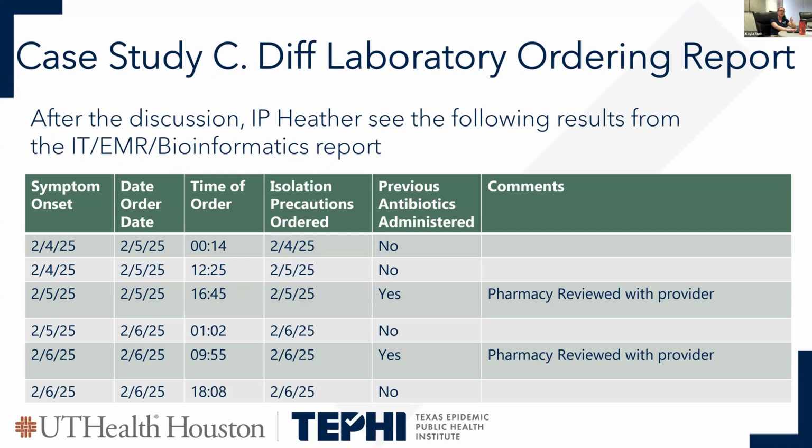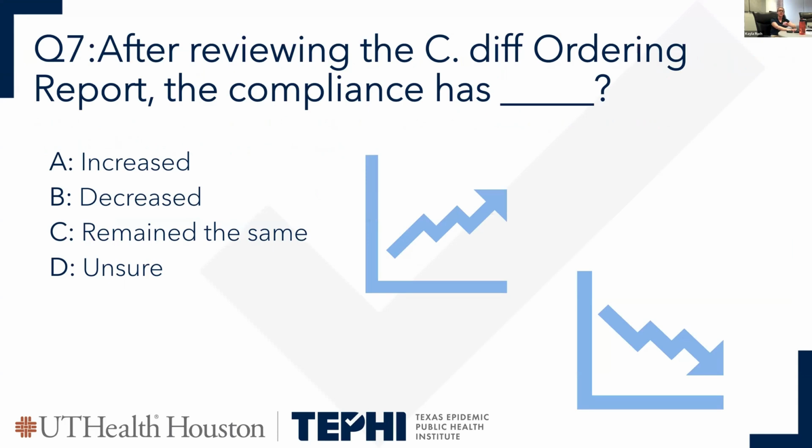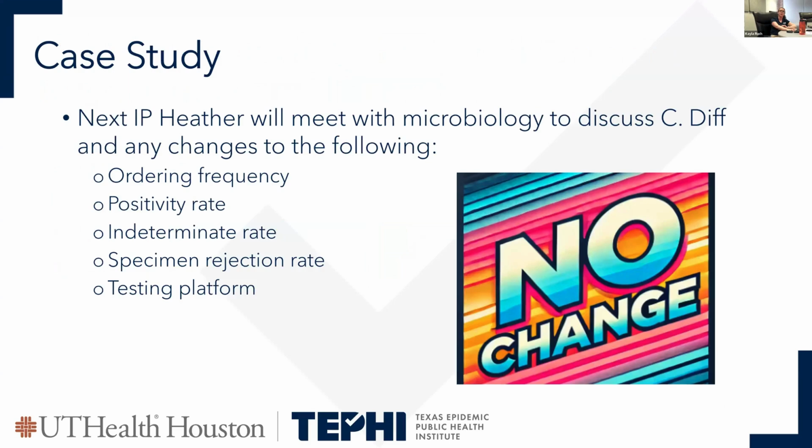So now after our discussions and building, we see the following. We have our symptom onset, we have our date of order, which is a pretty close match. It's the same day as the onset that they are ordering the test, and the isolation is being set too. And then also documenting and following up on whether they are having discussions with pharmacy about antibiotic stewardship. So after reviewing that, did we see an increase in compliance, a decrease, did it remain the same, or are we not sure based on the information that we just saw after we built our report and pushed out education? Yes, that's right. We saw an increase in compliance.